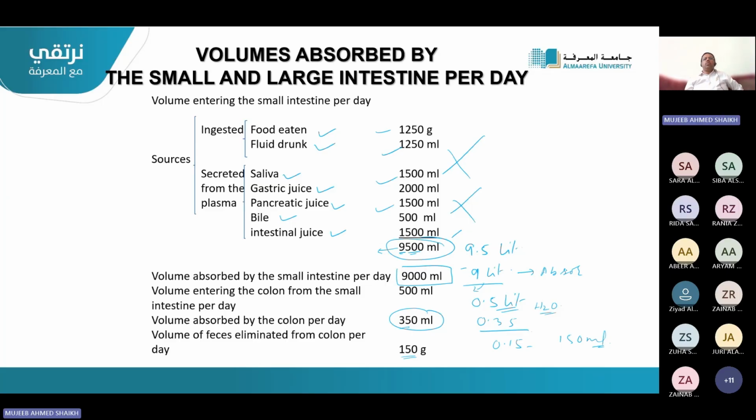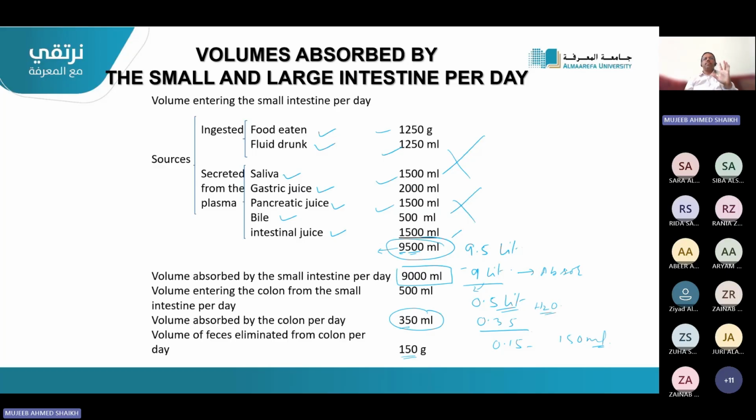As I told you, no need to remember all these numbers. Remember the concept. Whatever the amount of liquid or water present in the small intestine, almost 90% will be absorbed, except half a liter, which will go to the large intestine. Out of that, the large intestine will absorb around 350 ml. So only a little amount, 150 ml, will be lost in the feces.